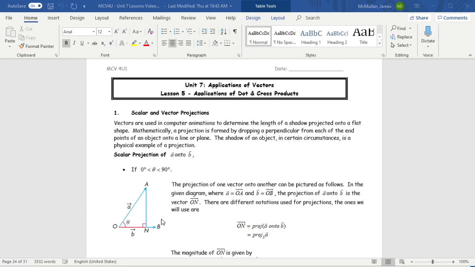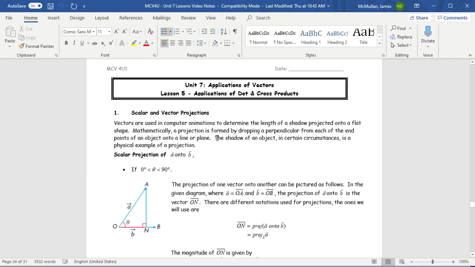Our final lesson for Unit 7 is the applications of vectors in terms of dot and cross product. So what sorts of things do these operations correspond to in the physical world and in other virtual worlds? The first thing to try to get your head around is the concept of a projection.